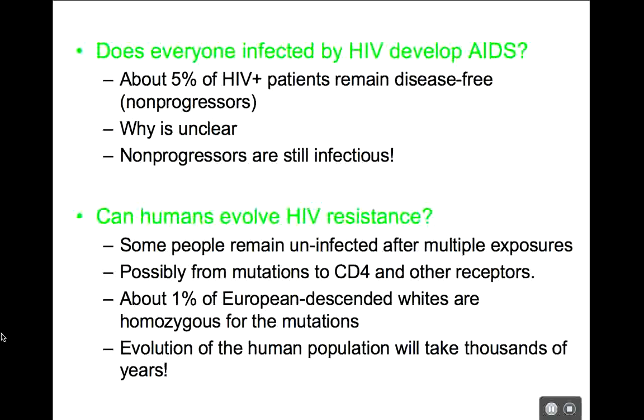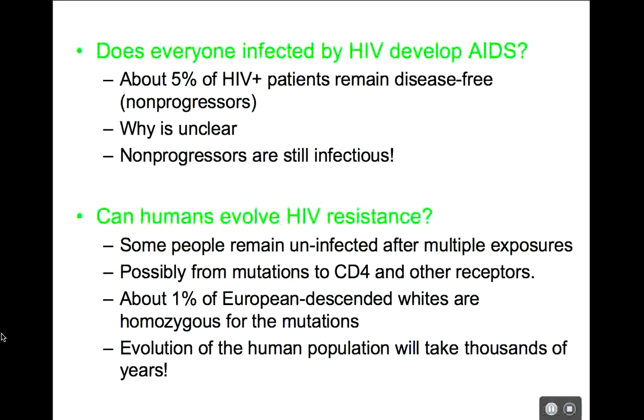Does everyone infected by HIV develop AIDS? Fascinatingly enough, about 5% of HIV-positive patients never get AIDS. So the answer is no. Not everybody who's infected by HIV develops AIDS. About 5% of HIV-positive patients never develop into AIDS. They are what we call non-progressors.